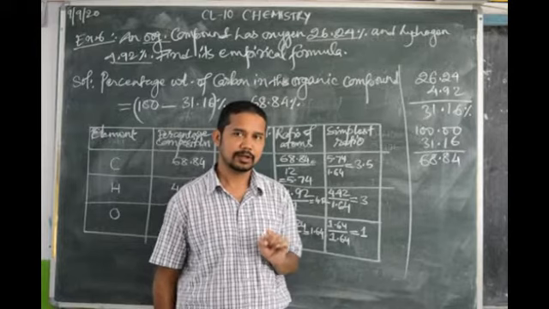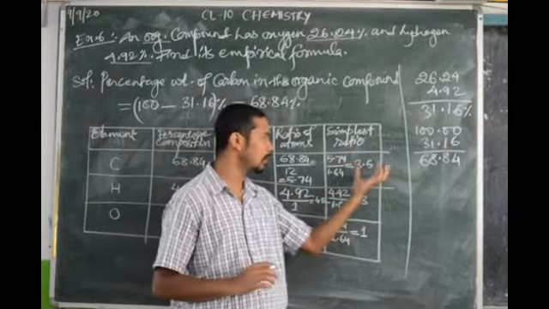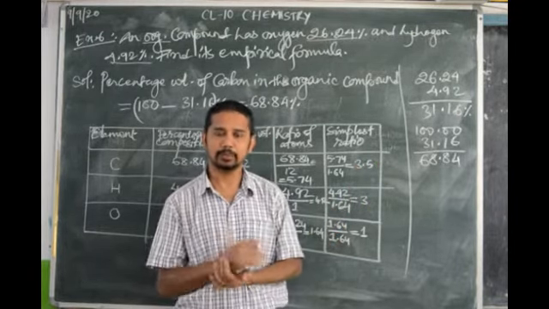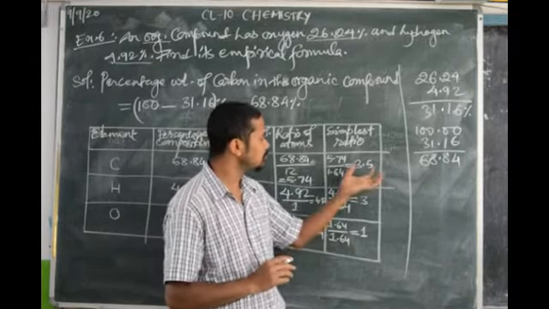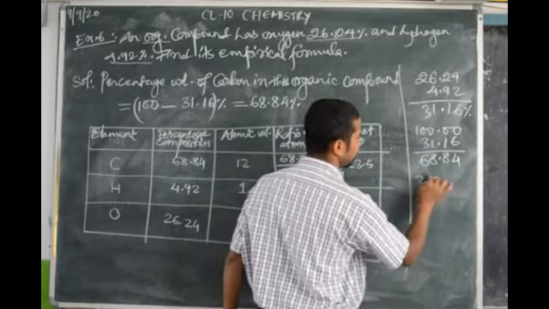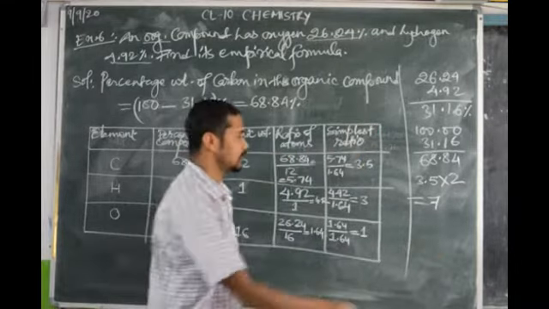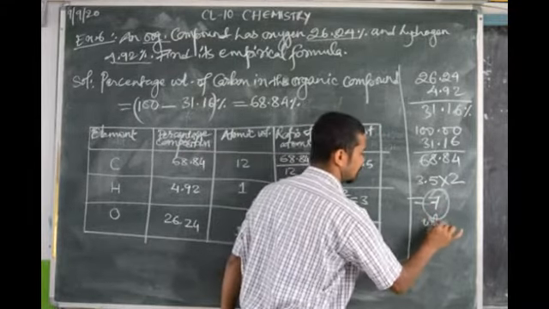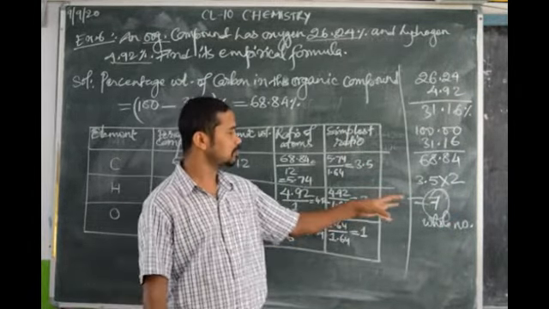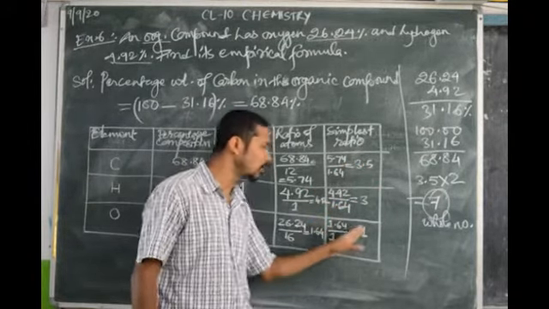This is not the simplest whole number ratio. This is not a whole number, this is a decimal. So how to convert this into a whole number? You have to multiply. If you multiply 3.5 by 2, you will be getting 7, which is your whole number. That means you have to multiply by 2, and you cannot multiply only this by 2, you have to multiply all by 2.